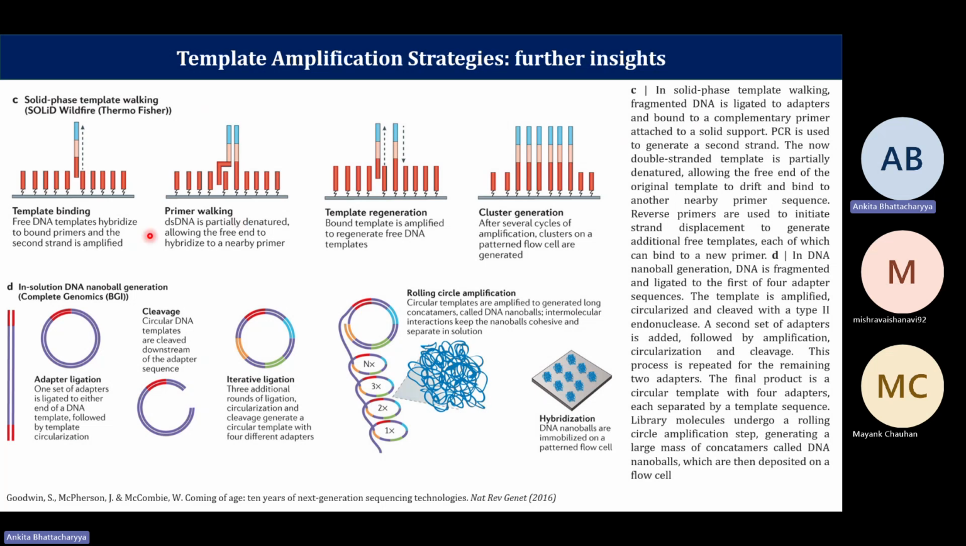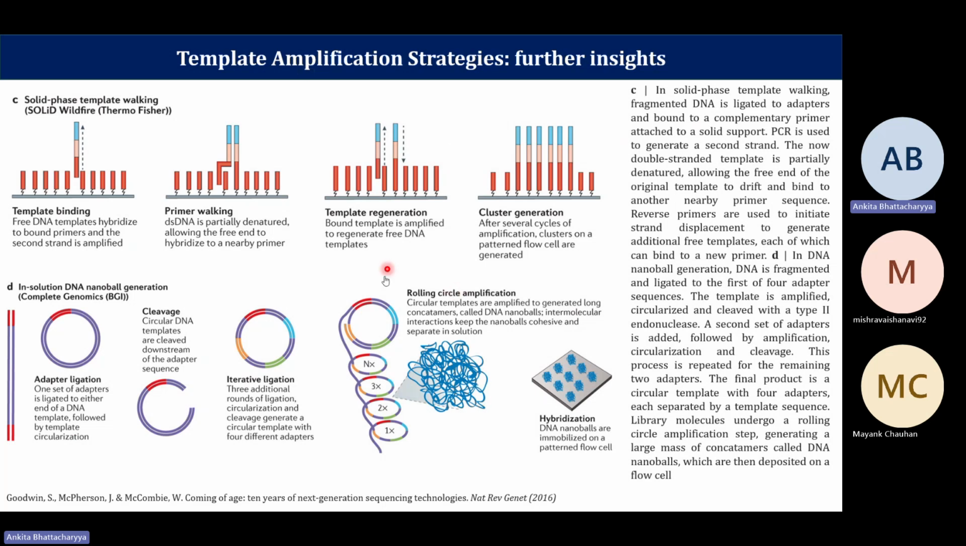Then you have primer walking, where there is partial denaturation of this DNA, as a result of which the free end of the DNA can hybridize to a nearby primer. Then there is again regeneration of template from that point, and this keeps on continuing over multiple rounds, as a result of which you will have again clusters of DNA, similar to what Illumina was also doing. But the difference being the formation of that bridge where the DNA is bending backwards over itself.